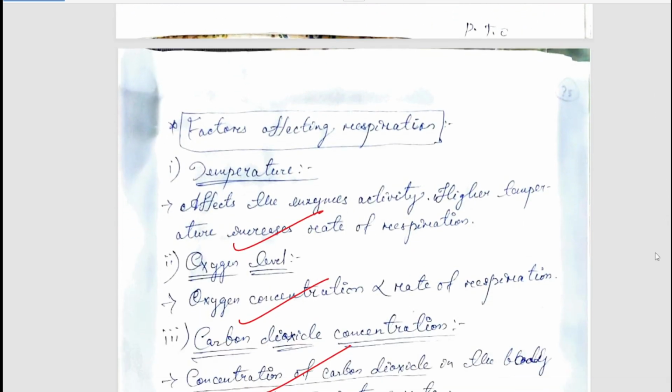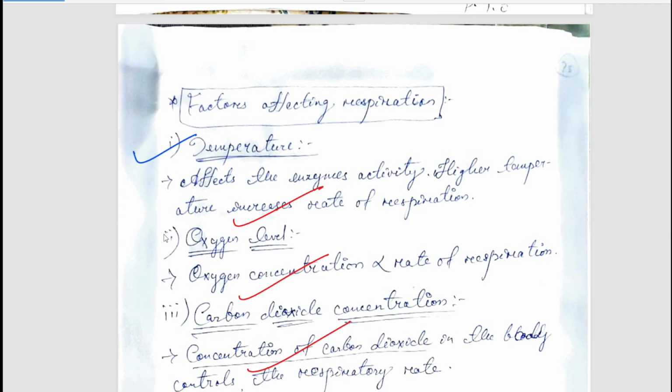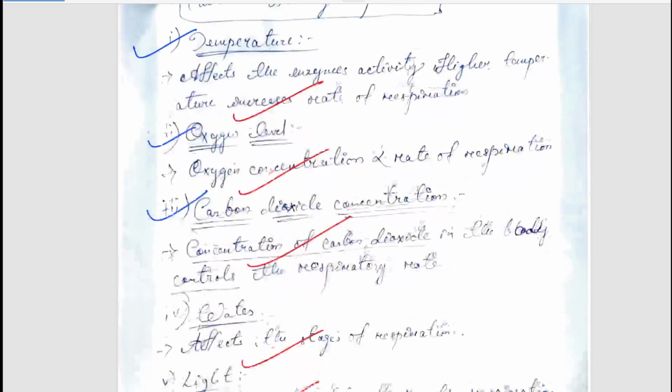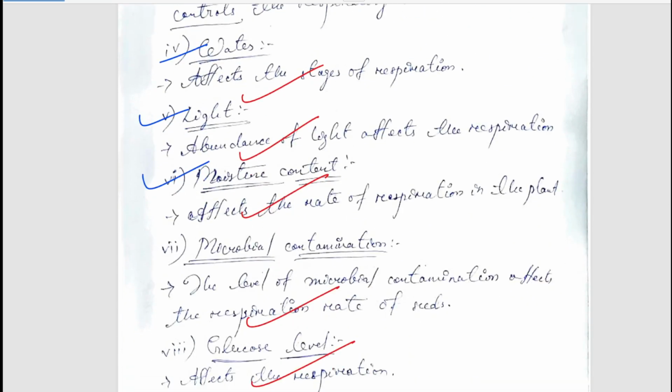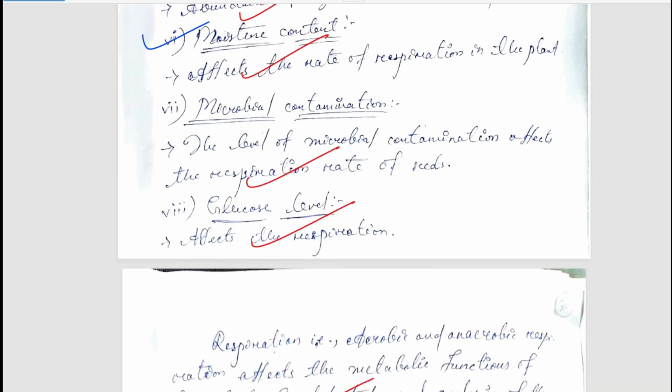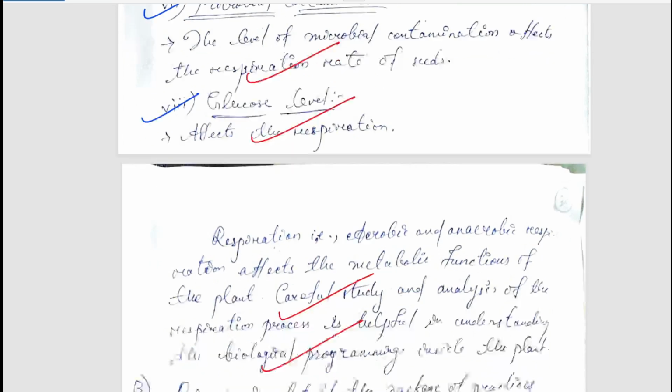And then factors affecting respiration have been mentioned. Obviously temperature, oxygen level, carbon dioxide concentration, water, light, moisture content. So all these affect respiration, and all these things have been mentioned. Glucose level, microbial contamination. So good.